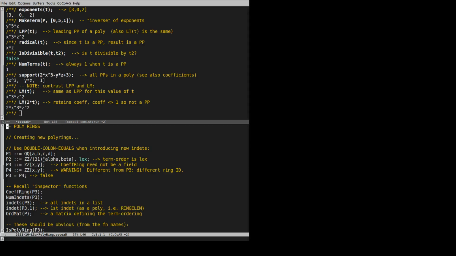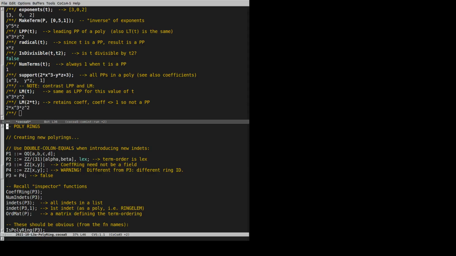This one here, the ring of coefficients is Z modulo 31, which happens to be a field, because 31 is prime. We'll also notice that we can have indeterminates whose names are longer than single letters, like alpha and beta. And here we've specified the Lex ordering. That we've already seen as well.